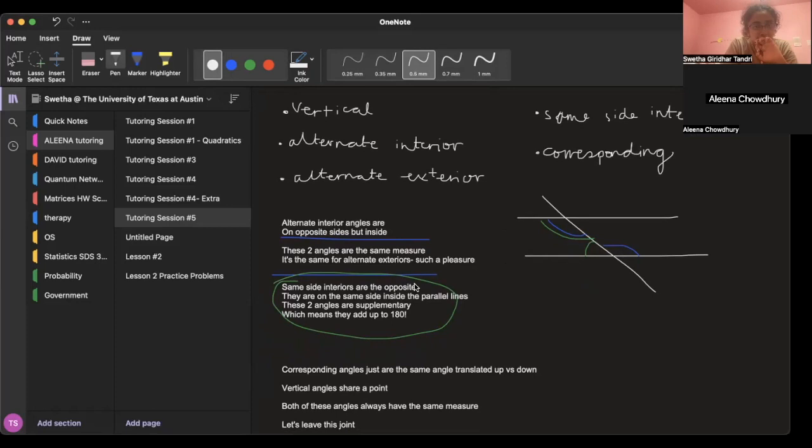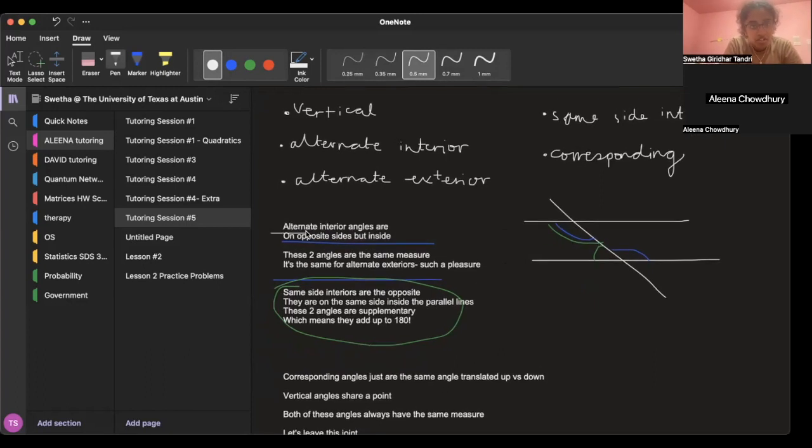We're going to keep doing the song that I did for transversals, but on the same tune. I wrote these last minute, so I don't know if they'll match up properly, but alternate interior angles are on opposite sides, but also inside. These two angles are the same measure. It's the same for alternate exteriors. Such a pleasure. I think I got it. But I'm just going to say these.